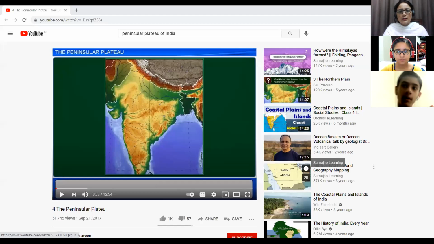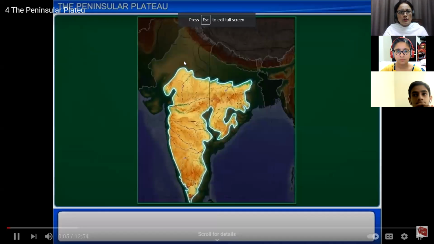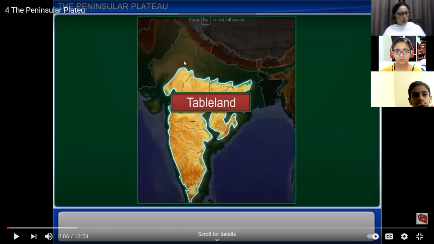So Northern Fertile Plain or Peninsular Plateau, I'm talking about. We're going to start with this Peninsular Plateau, something we have already discussed. Plateaus are also called tablelands. That is about Central Highland or Peninsular Plateau. The meaning I have already explained to you.